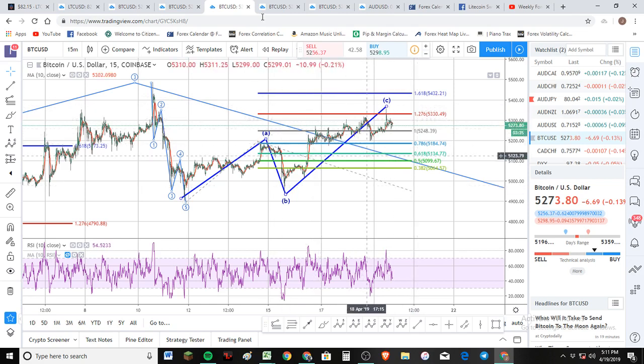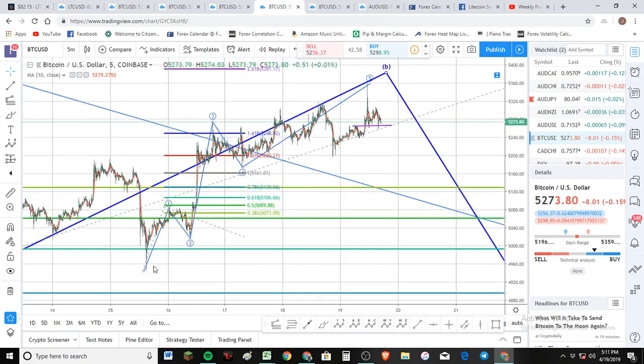Now the question is, can we count 5 waves in there? Well, I did the count. Here it is. We've got 1, 2. Now I put the Fibonacci's from the 1 to the 2 here, and you can see here's the 1618. That means our third wave is probably right there. So we've got 1, 2, 3. Now I ought to be able to count 5 waves in that third wave, so I can count them: 1, 2, 3, 4, 5. There it is. And then we came down for a 4, A, B, C. Now we're going up for 5.